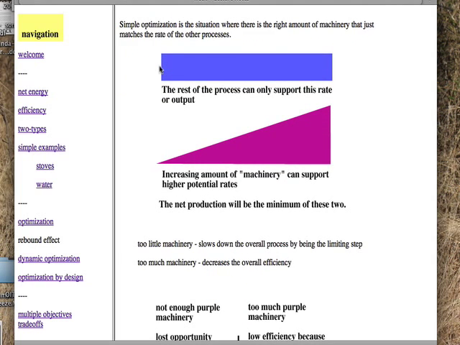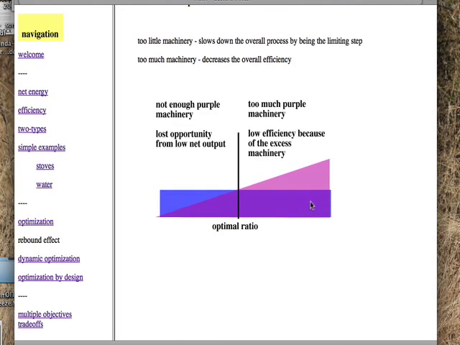Here we have one part of the process that's constant, and maybe we have an increasing amount of machinery that supports another, at either lower or higher rates. And when you match these up, with this variable amount of machinery that you're changing, there's one optimal ratio, and this is a type of optimization. Too little of the purple machinery slows the overall process. Too much is just wasted because you could have invested this in some other part.